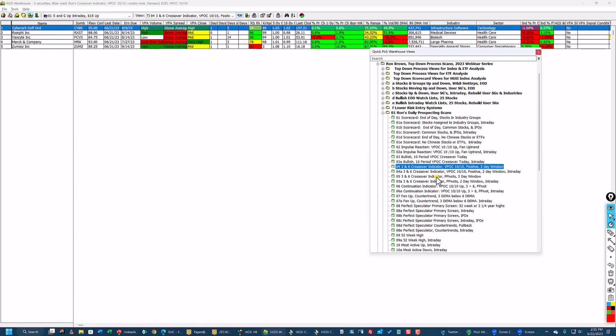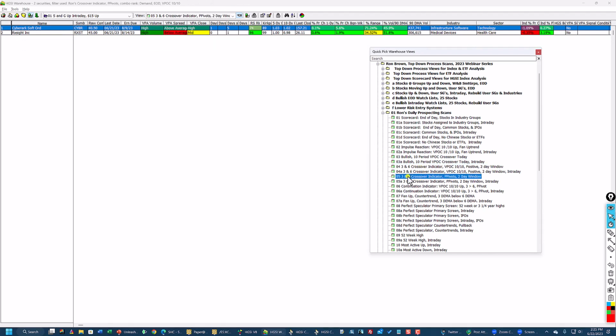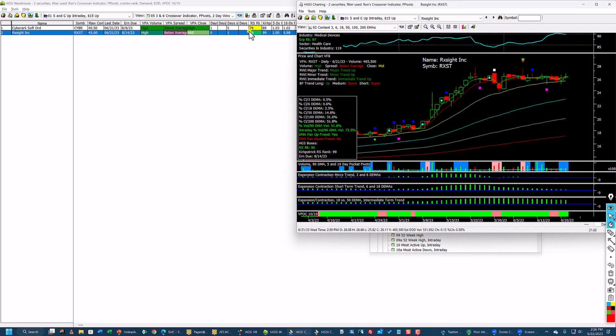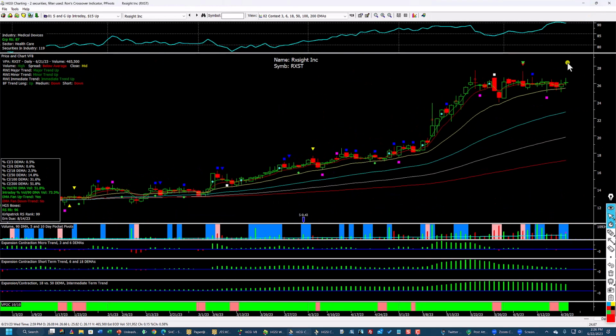Here is 3 and 6 crossover that includes pocket pivots also. This is CyberArk. I already looked at this, didn't I? But here are the pocket pivots, and this stock, RxSight, it's building up some momentum, some volume coming into it. The VPOC crossover, but it's got to get through resistance here. Every time it tries to go through, it looks like it gets rejected.